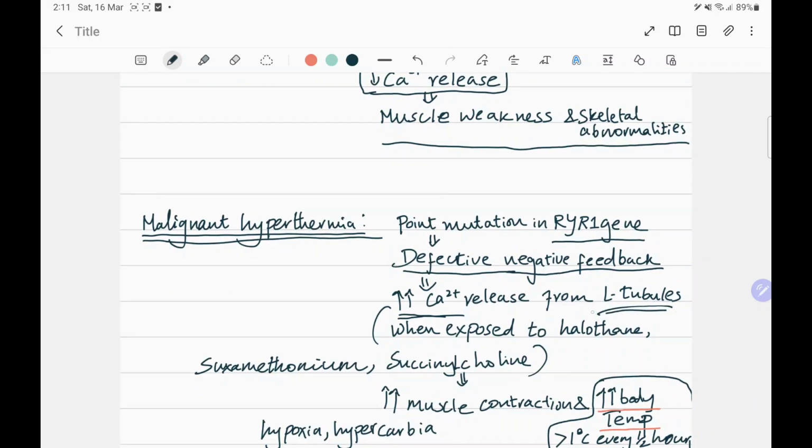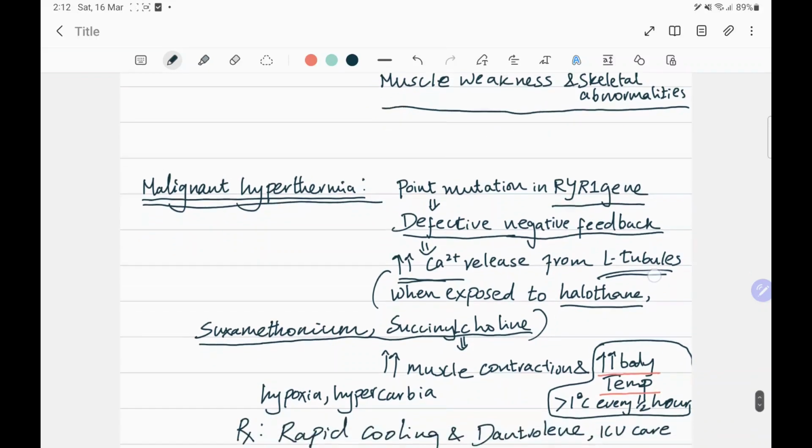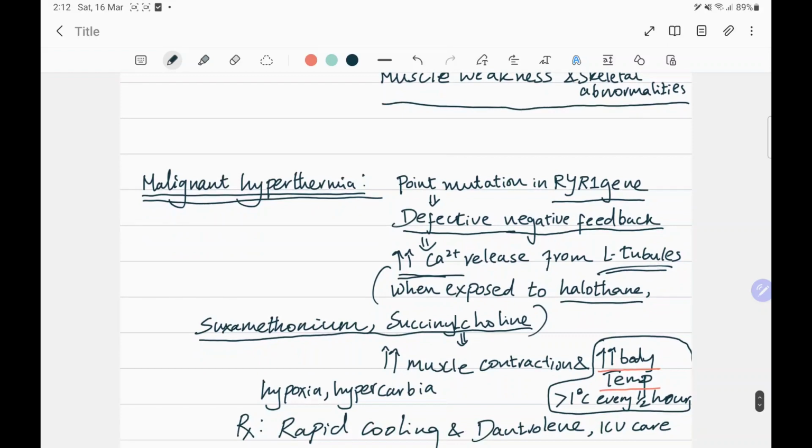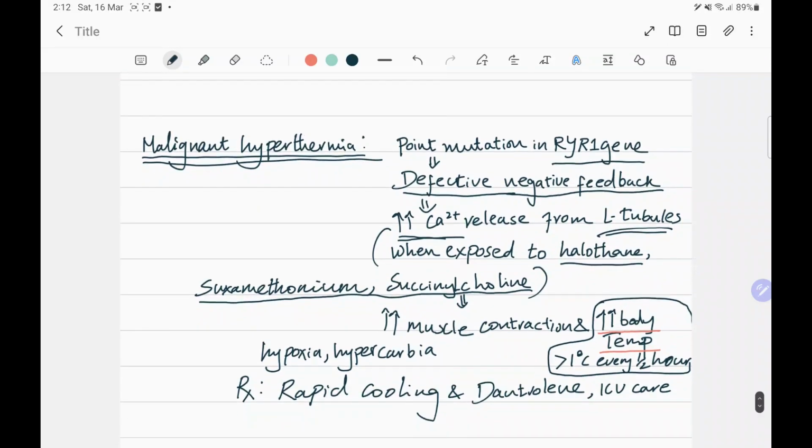Malignant hyperthermia is precipitated when you expose these ryanodine receptors to drugs like halothane, which is used in anesthesia. Even succinylcholine, these are your muscle relaxants. They're going to cause the muscle to be relaxed. Halothane is an anesthetic. Succinylcholine is given to paralyze the muscles. If you remember from the neuromuscular topics over there, we've done this. So these are your drugs which are used by the anesthetists and in the operation theater especially.